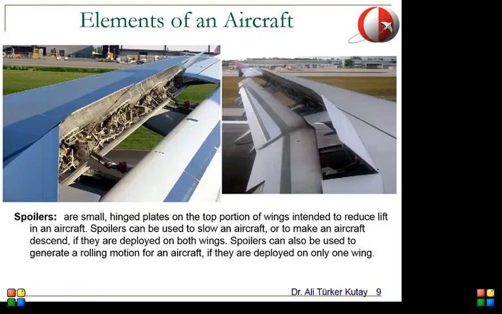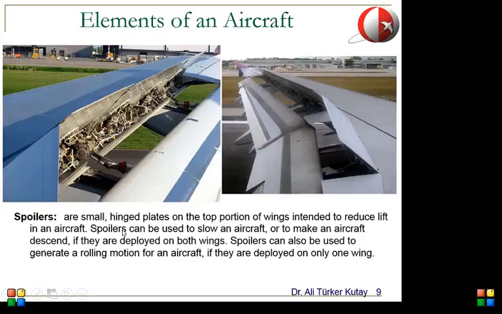The next element is the spoilers. The spoilers are placed on the upper wing surface, and they're intended to reduce lift in an aircraft. So the flaps and slats are used to increase the lift force, and these spoilers are used to decrease it, because there are times where you want to decrease the lift force, and for that purpose you use these spoilers.